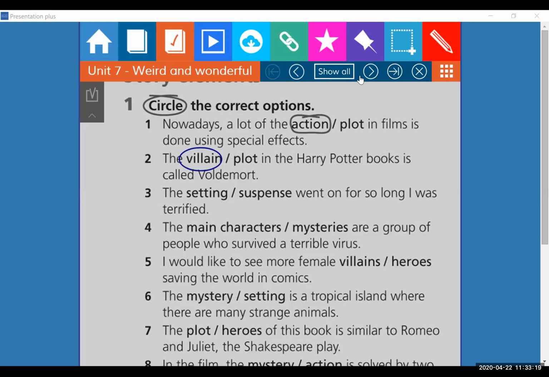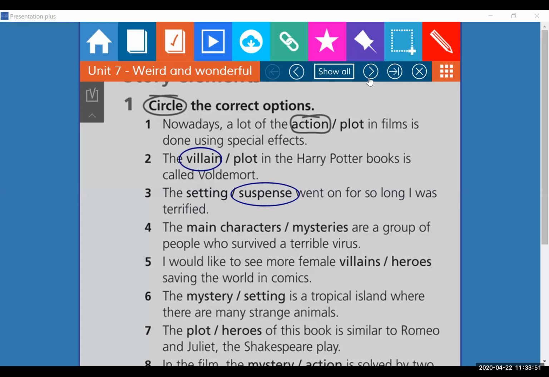Evil, okay, the bad guy. Okay, good. The setting or suspense went on for so long, I was terrified. Okay, setting or suspense, yeah. Suspense is the answer. Those who suggested suspense, remember what suspense was, because we are short of time here.